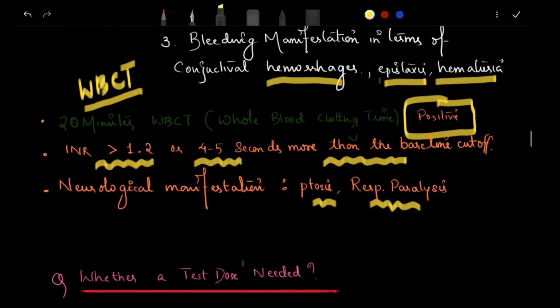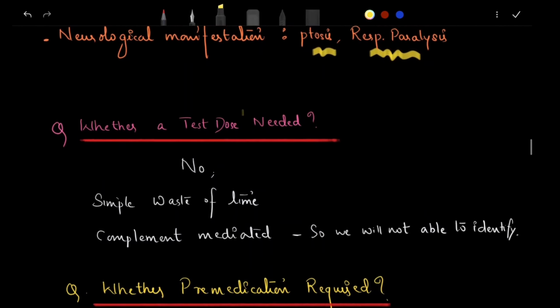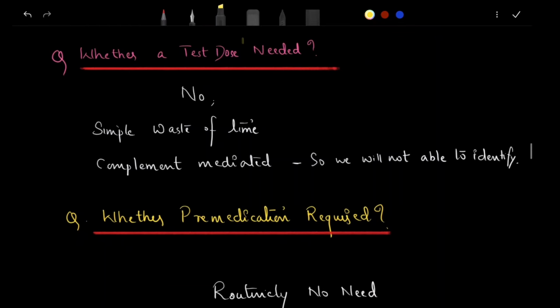Whether a test dose is needed. Actually, there is no need of a test dose. It's a simple waste of time. If you want to check that hypersensitivity by giving ASV as a test dose, it's complement mediated, okay, it's not immunoglobulin mediated. So you will not be able to identify whether it is complement mediated or immunoglobulin mediated. Cannot differentiate. So don't waste time by doing a test dose.